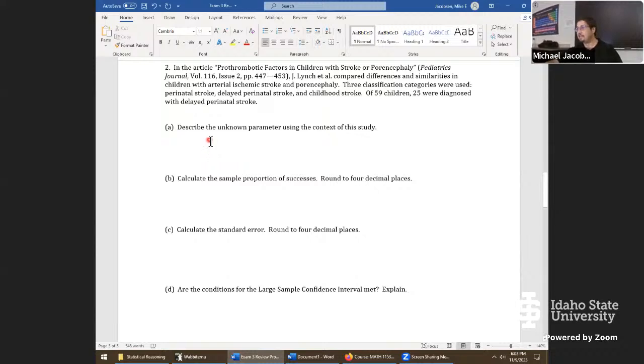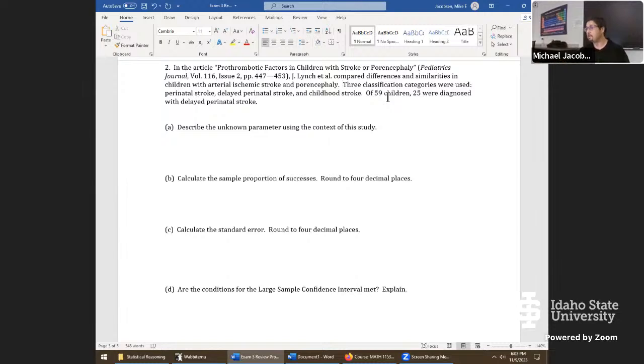So here we are. This one looks like a pretty heavy looking study. It says prothrombotic factors in children with stroke or porencephaly. I'm not sure if I'm saying that right. Porencephaly, something like that. I believe it has to do with our head here. This is from the Pediatrics Journal. I'm not sure the date on this one. And what they've done is they compare differences and similarities in children with arterial ischemic stroke and porencephaly. So a bad condition is what they're taking a look at.